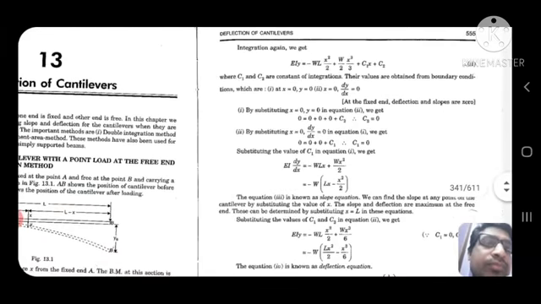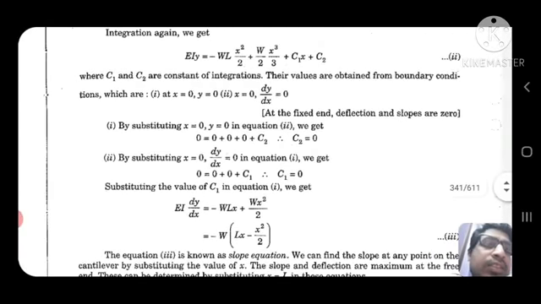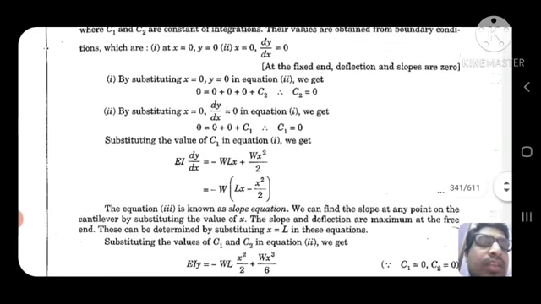Integrating again, EIY equal to minus WL x square by 2 plus W by 2 into x cube by 3 plus C1x plus C2, where C1 and C2 are constants of integration. Their values are obtained from boundary conditions: at x equal to 0, y equal to 0, and at x equal to 0, dy by dx equal to 0.